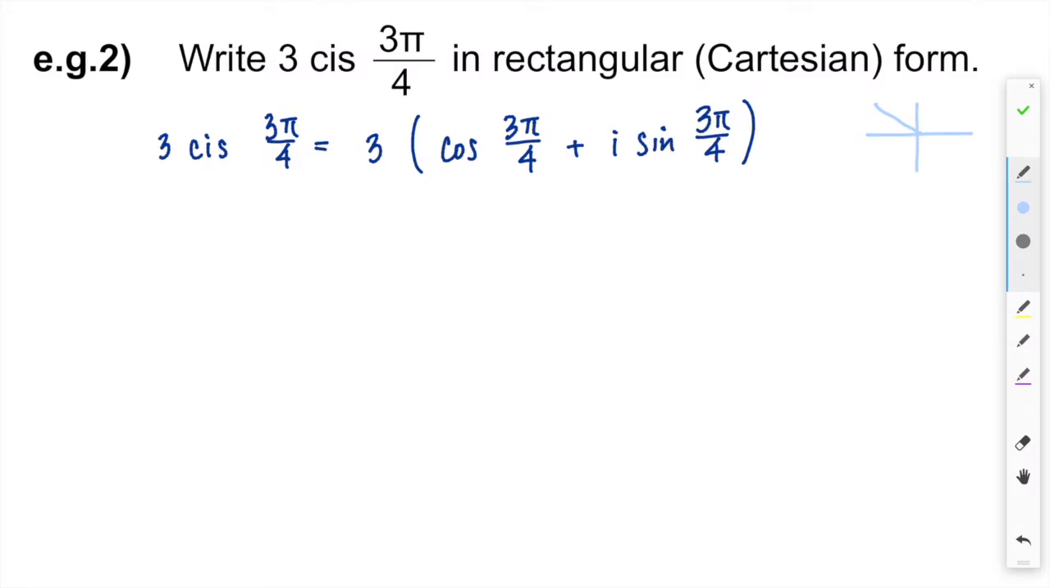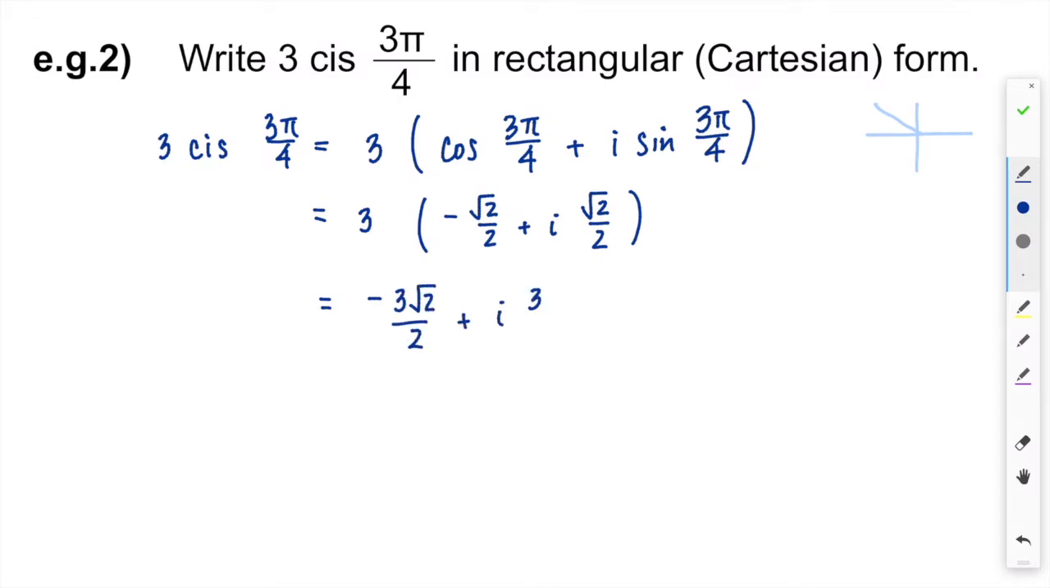here is the location of 3 pi over 4. It is in the second quadrant. So I know that cosine is negative. This is negative root 2 over 2, plus sine is positive, so this is still root 2 over 2. So expanding, this is negative 3 root 2 over 2 plus i 3 square root of 2 over 2, just like that.